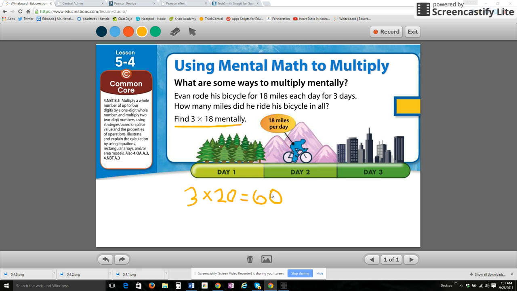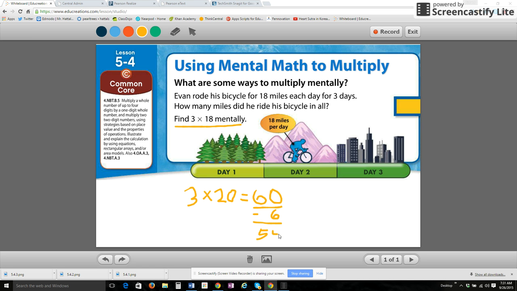But that's not exactly right, okay? We increased 18 by 2, so we have to compensate for that in this answer right here. So 2 groups of 3 would be 6. So then we have to subtract 6 from this answer right here, and we come up with 54.